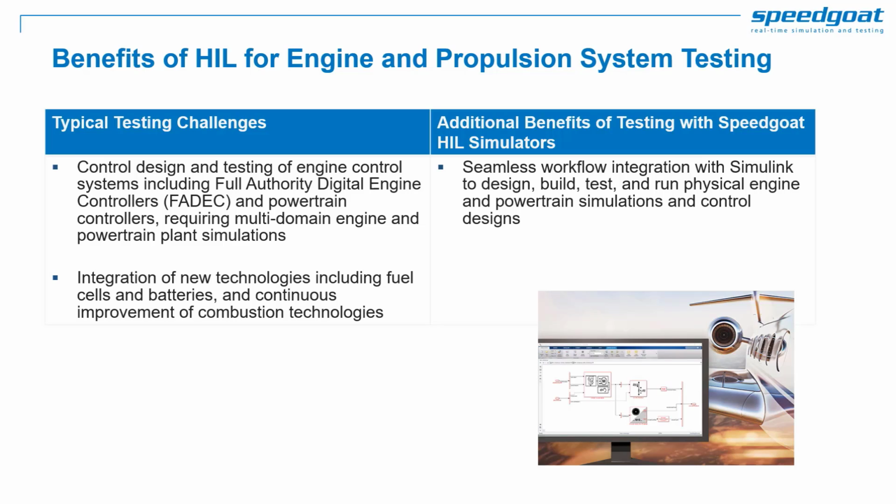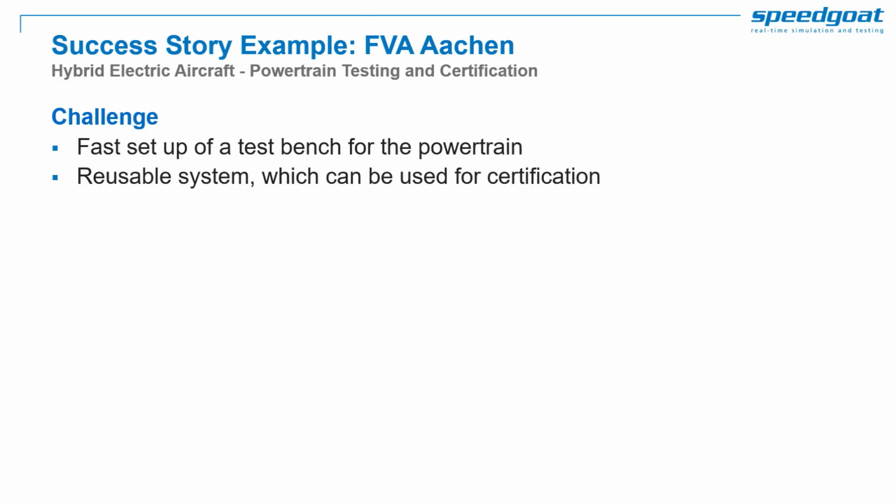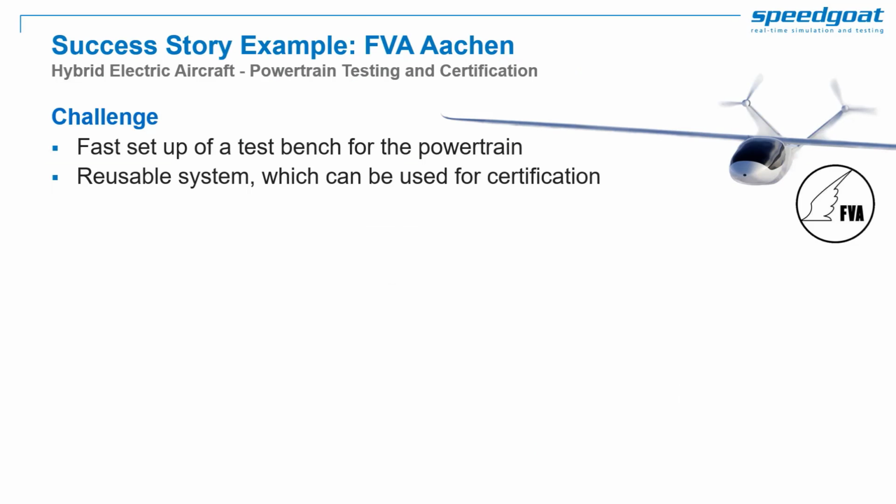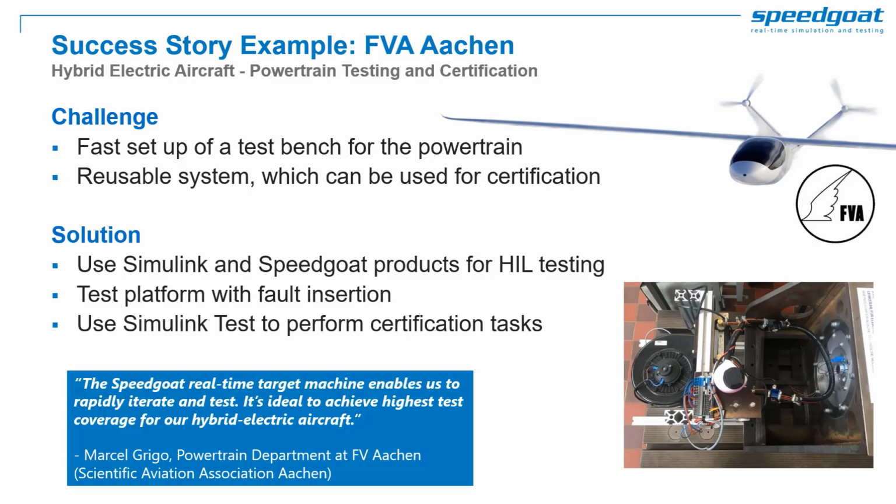You can address this challenge by leveraging the seamless workflow integration with Simulink to design, test, and run physical engine and powertrain simulations. Let's have a look at the example. The FVA-30 is a hybrid electric aircraft which is under development from the Scientific Association in Aachen. The goal of this aircraft is to electrically fly the distance between Aachen and Berlin, which is over 500 kilometers long.